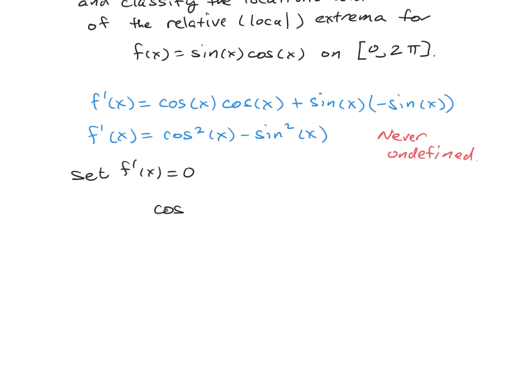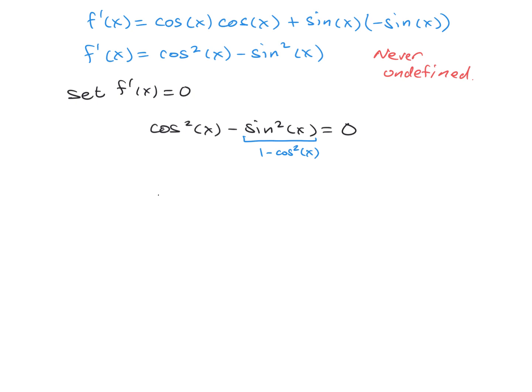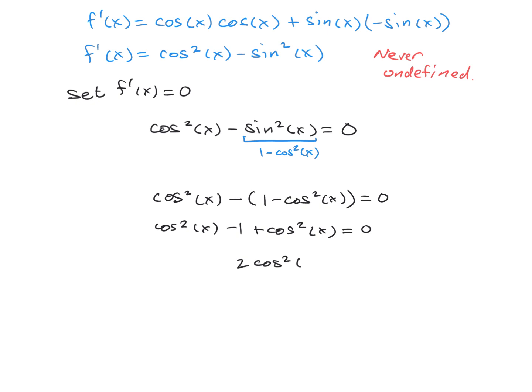So it's going to give us the cosine squared of x minus the sine squared of x is equal to 0. There's many different ways to solve this trig equation. In my opinion, the easiest one is to go in and use a Pythagorean identity. And it doesn't matter which trig function we get rid of, so let's go ahead and replace the sine squared with our identity that it is equal to 1 minus cosine squared of x. So therefore our equation is going to be cosine squared of x minus (1 minus cosine squared of x) equals 0. So that's cosine squared of x minus 1 plus cosine squared of x equals 0, or 2 cosine squared of x equals 1.